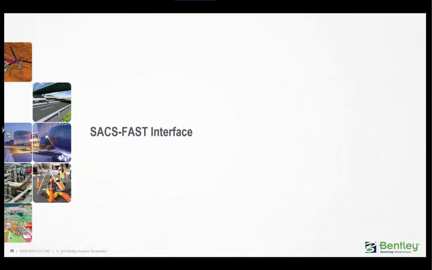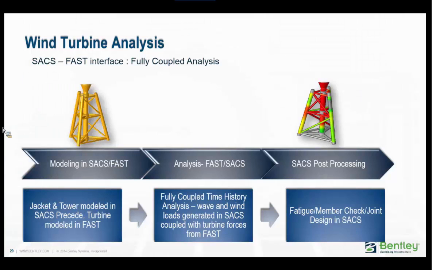Next, looking at the SACS FAST option. Here again, we have a fully coupled analysis, and in this case we've combined the actual FAST code with the actual SACS wave response code. These two are combined and compiled together, and then we can actually model the structure in SACS. The turbine is modeled in FAST, and then we do a fully coupled time history using the wave and wind loads that are generated by SACS, coupled with the turbine forces from FAST. And once you've done this, you can go ahead and do the post-processing in FAST itself.